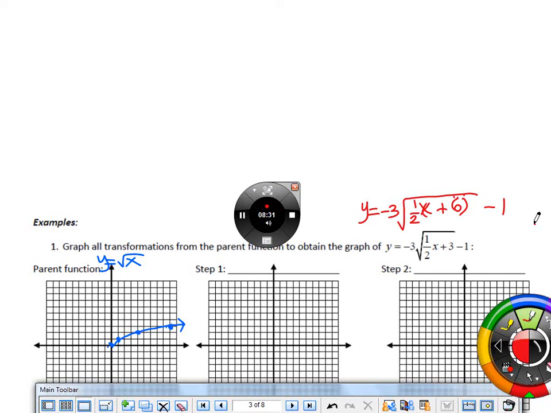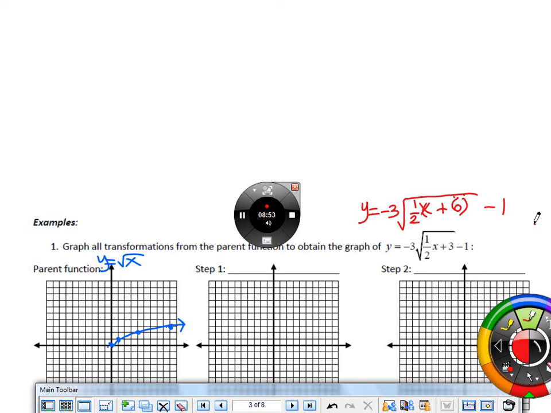So what do you guys want to do first? You guys can pick. It doesn't matter the order. The only thing that does matter is that once you translate, okay, and you've moved your vertex, if you do any reflections, stretches, or compressions, you now need to do them around the vertex, okay? All right. Somebody point out a transformation for me, and then we will perform that.